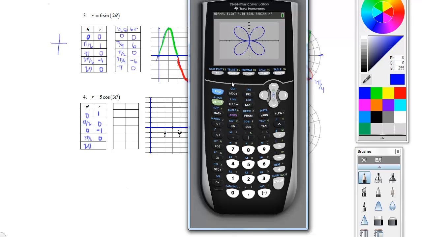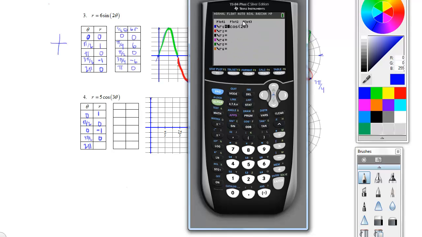So pretty. Alright, so you could see how that might look different if you had changed it to a cosine function instead of a sine function. So still 4 petals, but now it's rotated a little bit.